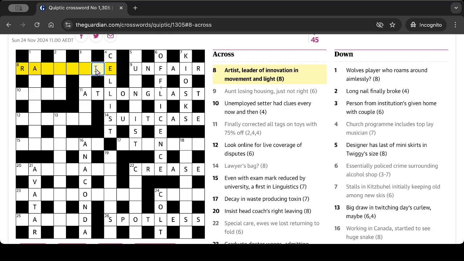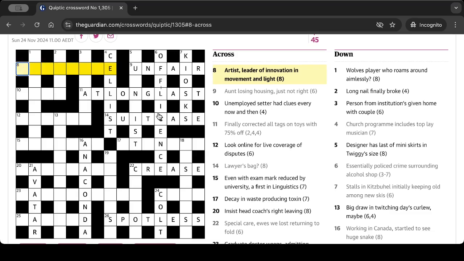Let's take another look at 8 across. Artist, leader of innovation in movement and light. Light we thought could be something like radiation or sunbeam, but light could also be the opposite of heavy. And artist might be completely wrong. It also might be that we've got artist and the leader of innovation inside a word for movement. If that was the case, we would have something like RAI. Movement could be a cause. So if it is a cause, we might have something like CAU, an S and an E at the end seems quite good.